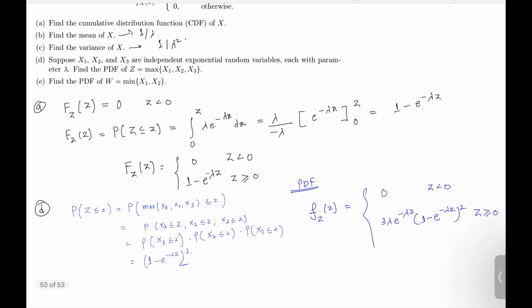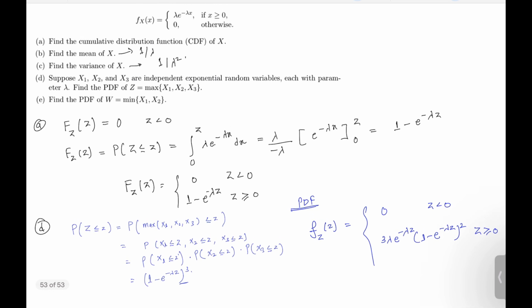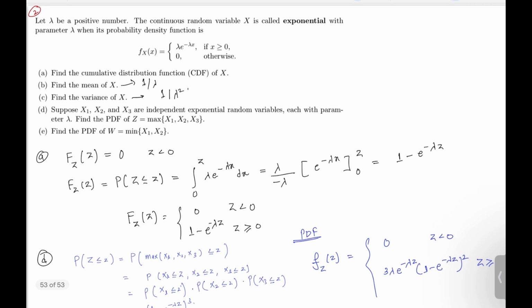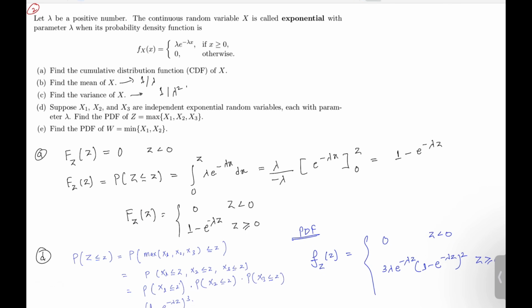Okay, now let's come to part E. In part E, we have another random variable, W, and we have to find its distribution. W is defined as the min of X1, X2. How can we find it? From the given info, these two are exponential random variables and they are independent. So how can we approach?